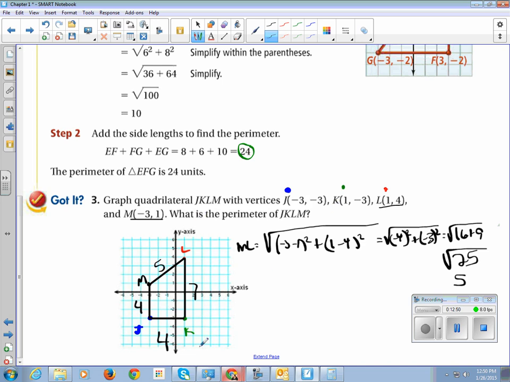So let's find the perimeter. 4 plus 4 plus 7 plus 5 is 4 plus 4 is 8, plus 7 is 15, plus 5 is 20 units. Perimeter. Whew, that was hard.